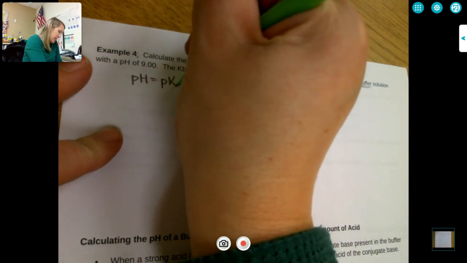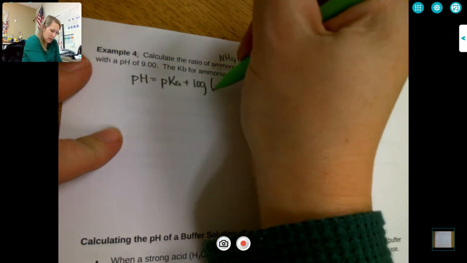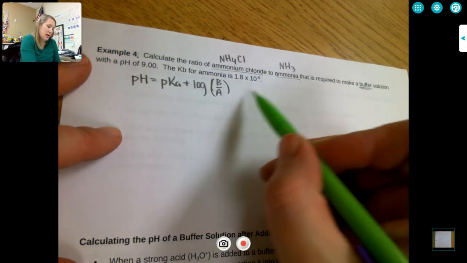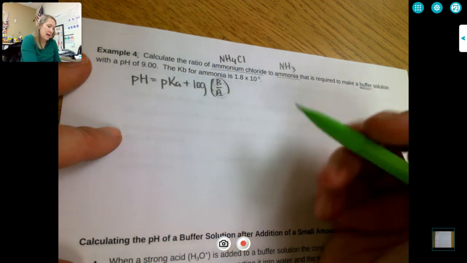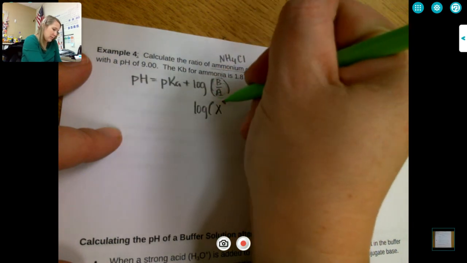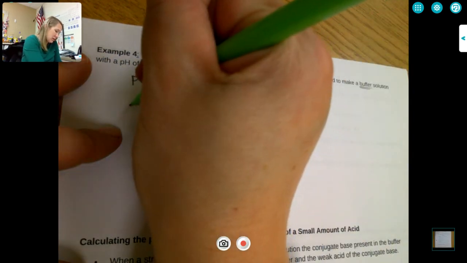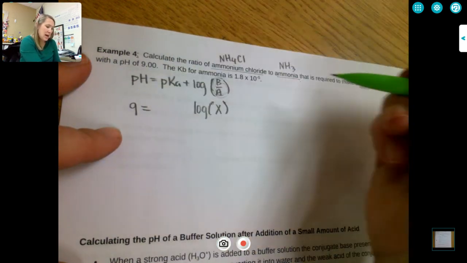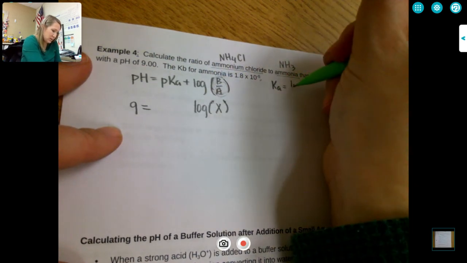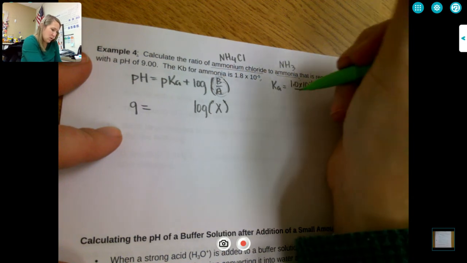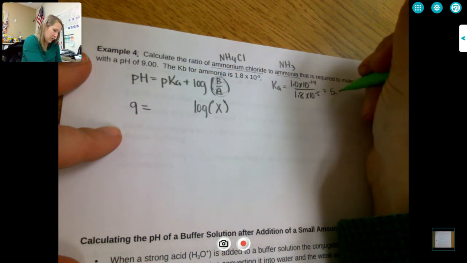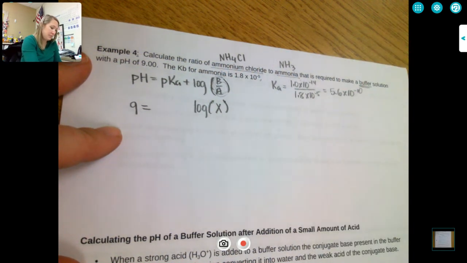pH equals pKa plus the log of my base over my acid. And I want to know the ratio that's required. So I am looking for this guy. So I'm looking for x, which is that. So log of x is what I'm looking for. I know my pH is 9, and my pKa is the negative log of my Ka. I'm given Kb. So Ka, we know, is 1 times 10 to the negative 14 over my Kb, 1.8 times 10 to the negative 5. And when I do that, I get a Ka of 5.6 times 10 to the negative 10.